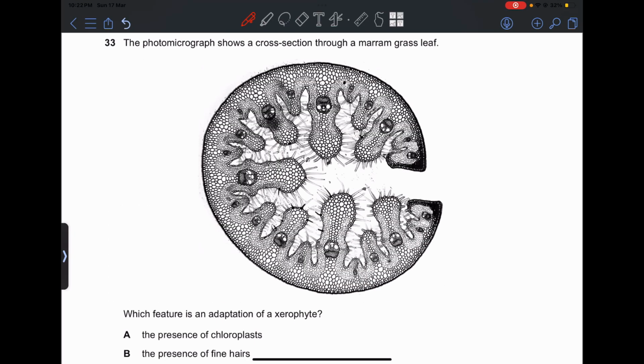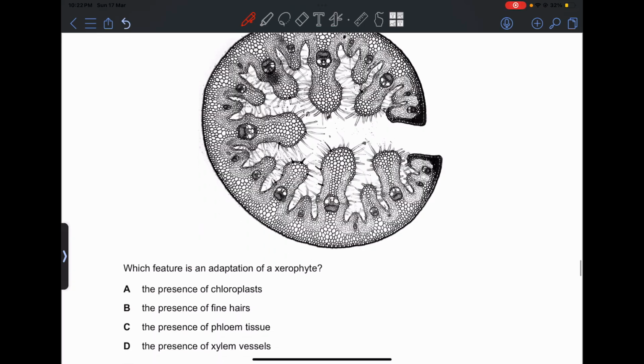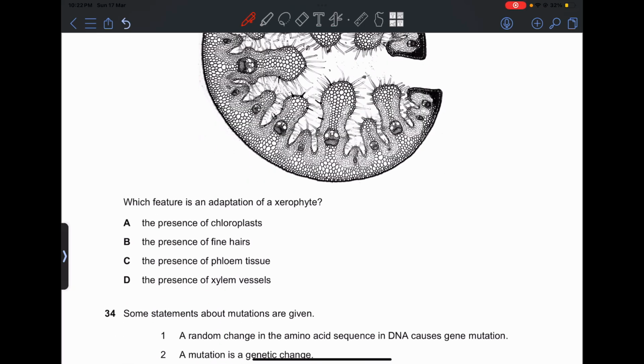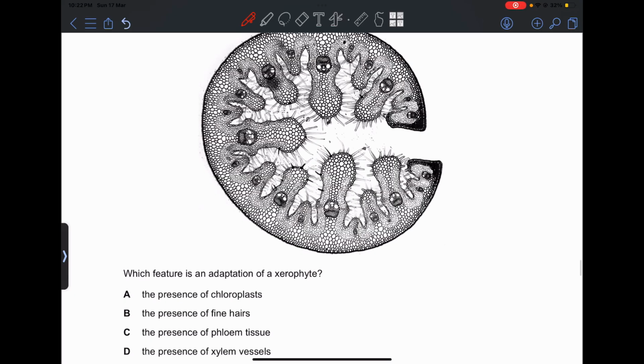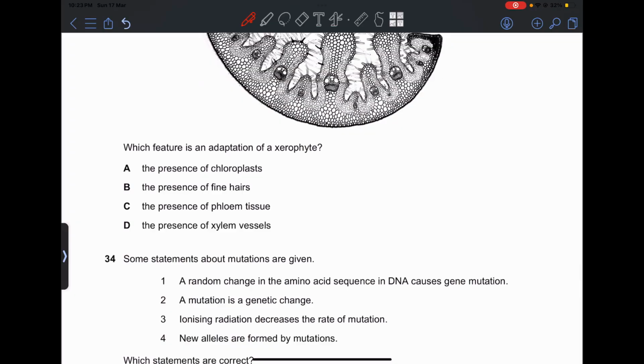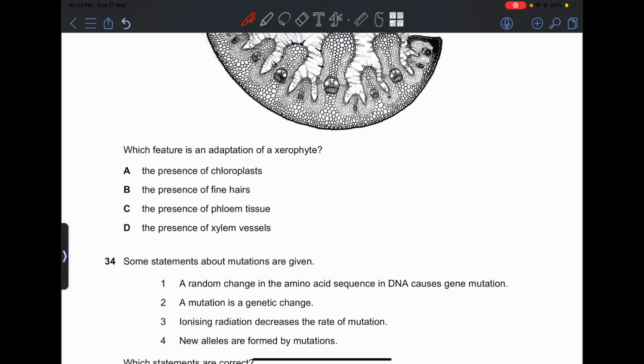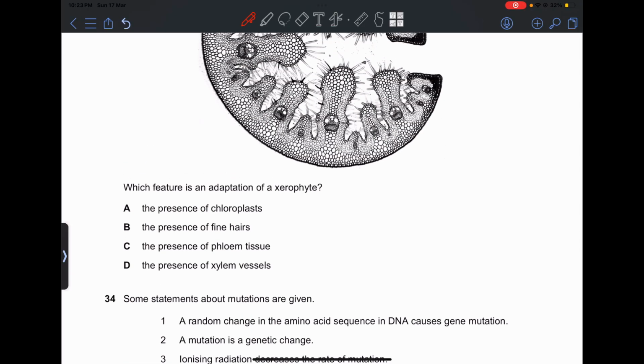33. The photomicrograph shows a cross section through a marram grass leaf. Which feature is an adaptation for a xerophyte? We know that xerophytes are plants that live in desert conditions. They do not have access to much water, so they have to have adaptations so that they can preserve the water inside of them. A says the presence of chloroplasts. This is found in all plants, so this is not something special. B says the presence of fine hairs. This is actually correct. This reduces the amount of water being transpired. So our answer is going to be B.